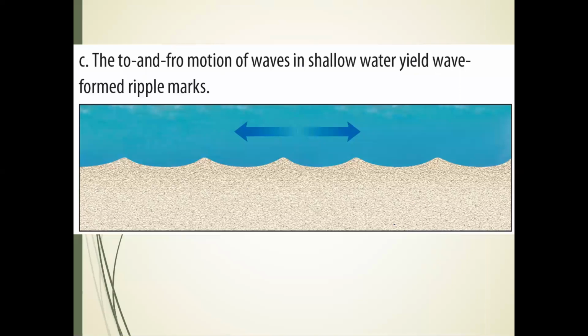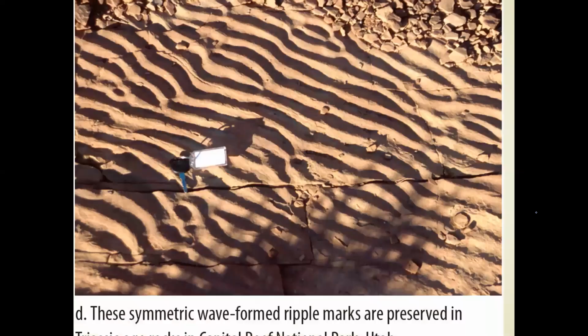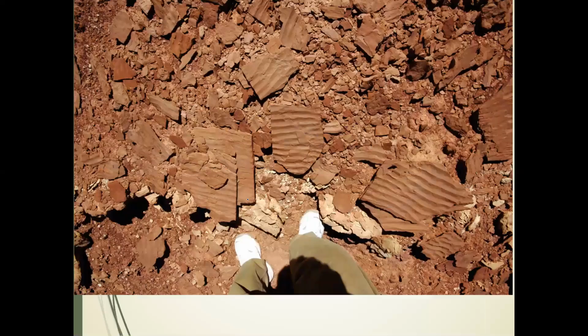And then when we have ripple marks like this, it indicates this to and fro motion of waves in shallow water. So these are some symmetrical ripple marks. And you can see how perfect they are. And they're in rocks, so those are fossilized ripple marks. Here we see some too. There, look at those. Those are pretty symmetrical.